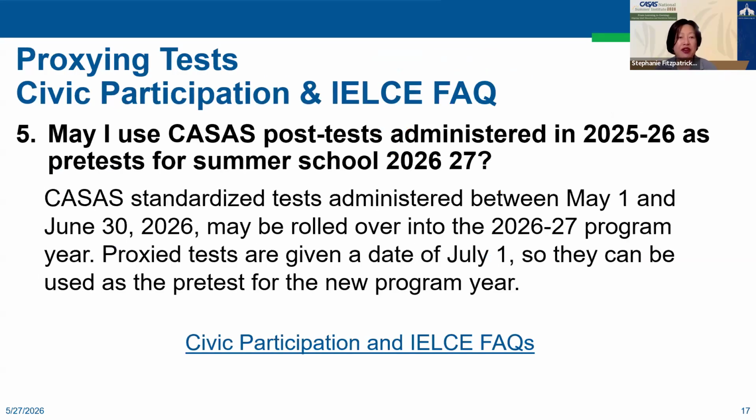Okay, moving on to the FAQ for proxying tests. The question is, may I use CASAS post-tests administered in 25-26 as pretests for summer school 26-27? So CASAS standardized tests administered between May 1st and June 30th may be rolled over into the 26-27 program year. So proxy tests are given a date of July 1st so that they count for the 26-27 program year. So they can be used as a pretest for the new program year. And the FAQ is down here in the link at the bottom.